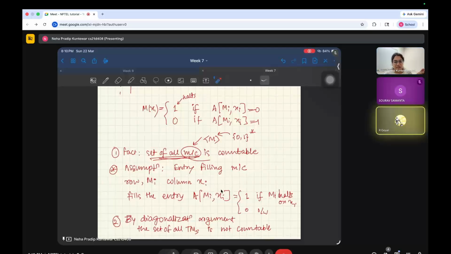Okay, now I understood. So the only possibility wherein things may become wrong is the entry filling assumption. Yeah, makes sense. Thanks, thank you so much. Sure.